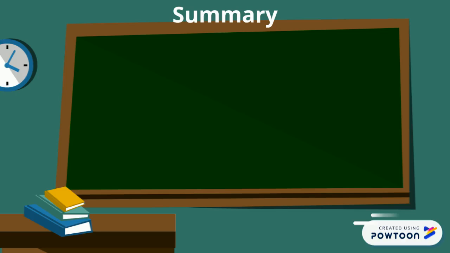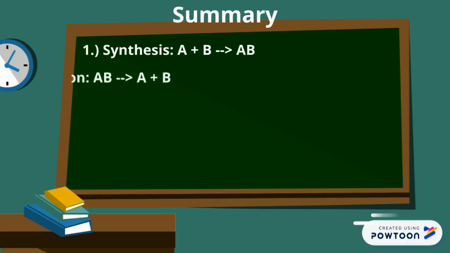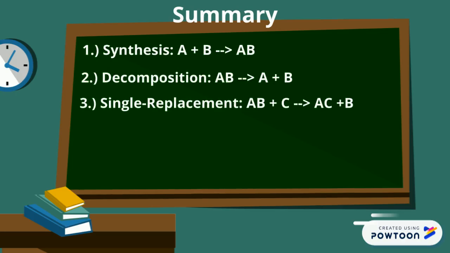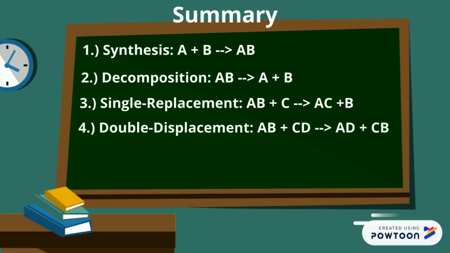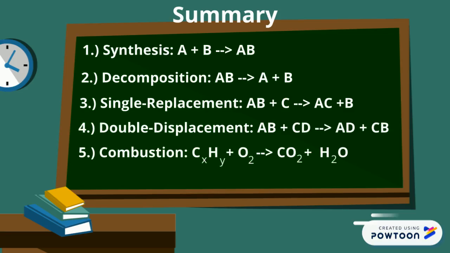So to identify the 5 types of chemical reactions, for a synthesis reaction, you'll see several reactants but only one product. Decomposition, you'll see one reactant and several products. Single displacement, you'll see an element reacting with a compound. In double displacement, you'll see 2 compounds reacting. And in a combustion reaction, you'll see a hydrocarbon reacting with oxygen.